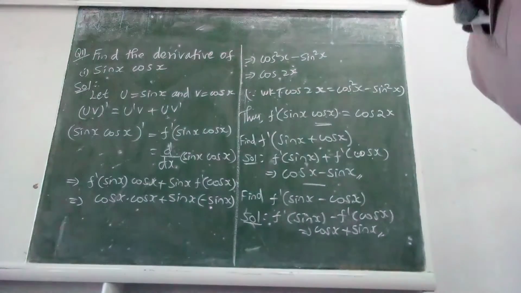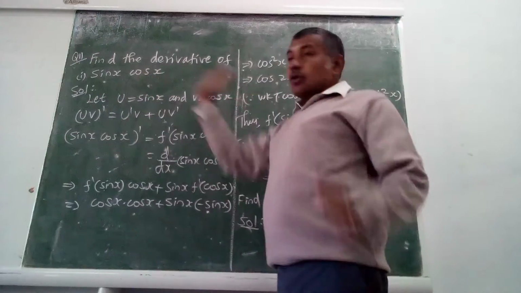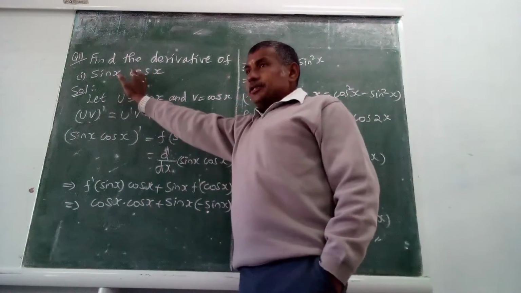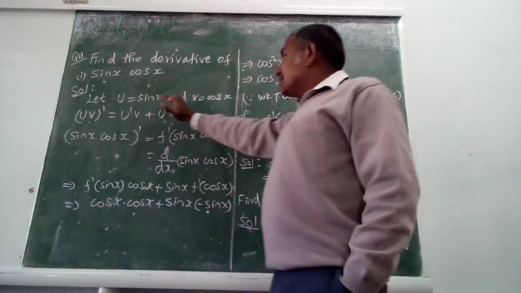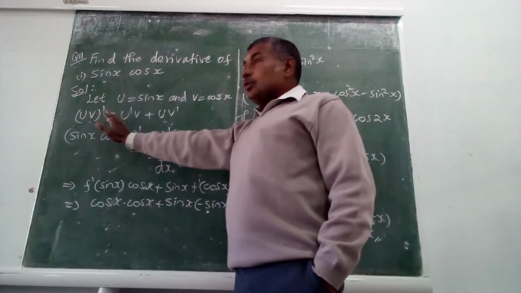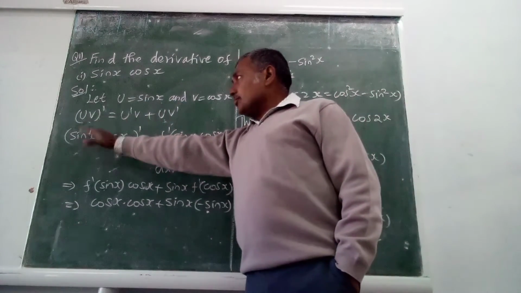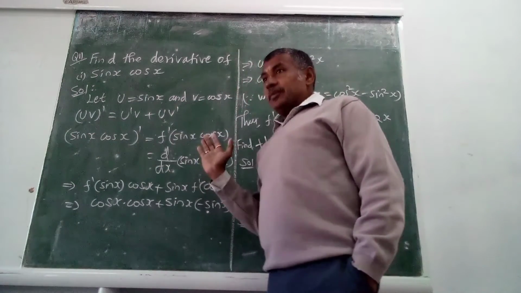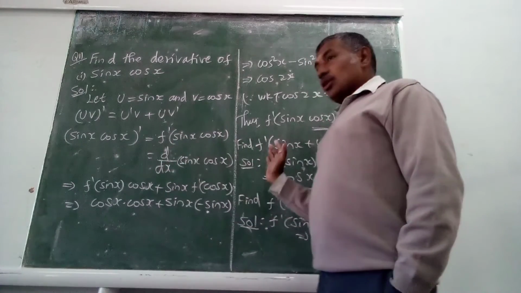Look at this question. Here the question asked is: find the derivative of sin x cos x. So sin x times cos x, both are a product. Both are factors to each other. So we can consider u equal to sin x and v equal to cos x. The product rule we can use: uv whole dash is equal to u dash v plus u v dash. So the meaning of this question is, sin x cos x whole dash, that means f dash of sin x cos x, or d by dx of sin x cos x.